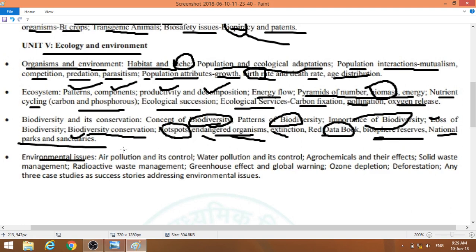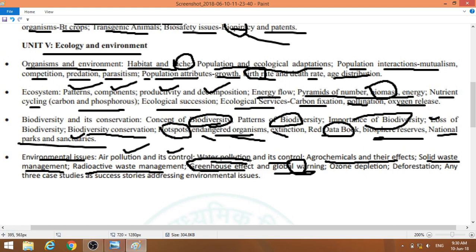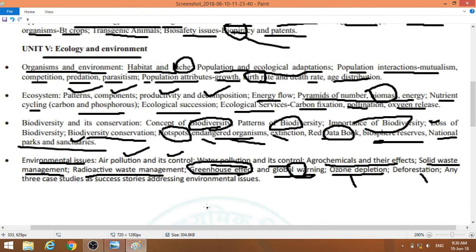Environmental issues, air pollution and its control, pollution of water and its control, agrochemicals and their effects, solid waste management, radioactive waste management, greenhouse effect, global warming. There's a question from global warming. There's a question related to the greenhouse effect. But direct question, there was a question from ozone depletion. Ozone day is celebrated on which day? Deforestation. Any three cases stated as success stories assessing environmental issues. So this is all in the syllabus.